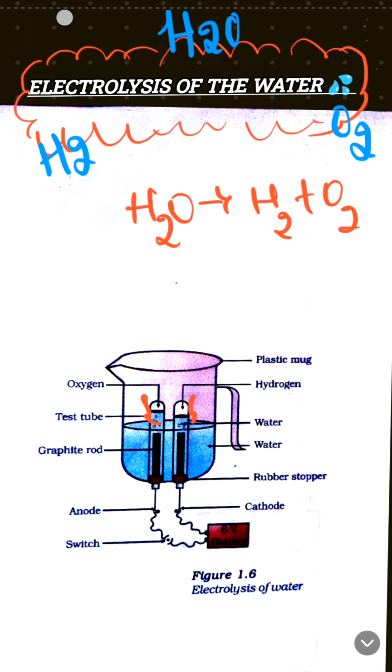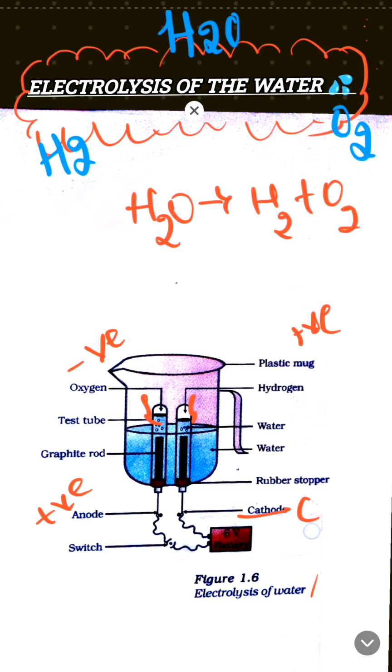So always remember, here you have to observe that oxygen is an electronegative element, so it is negatively charged. Anode is positively charged, therefore oxygen is collected on the anode side, in the anode-connected test tube, whereas hydrogen is an electropositive element. The cathode, we already know, is a negative terminal, so at that side hydrogen will be collected.